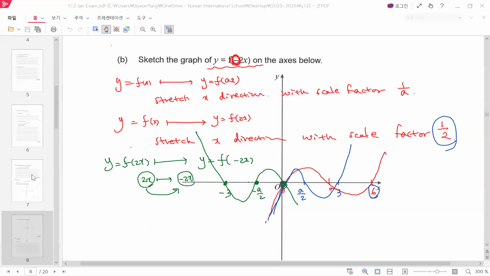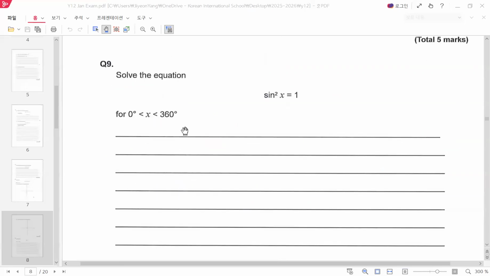Okay, let's move to the next question. Solve the equation sine squared x equals 1. So again, sine squared x means (sine x) squared equals 1.